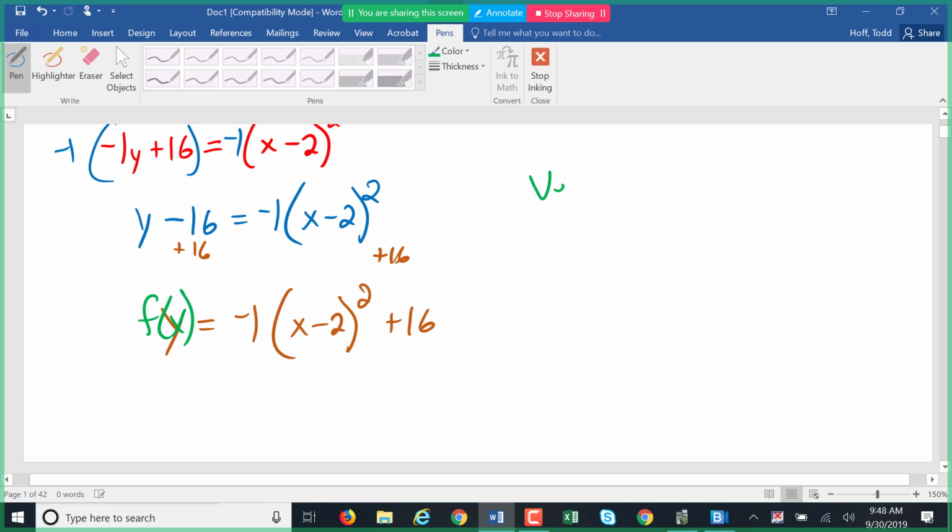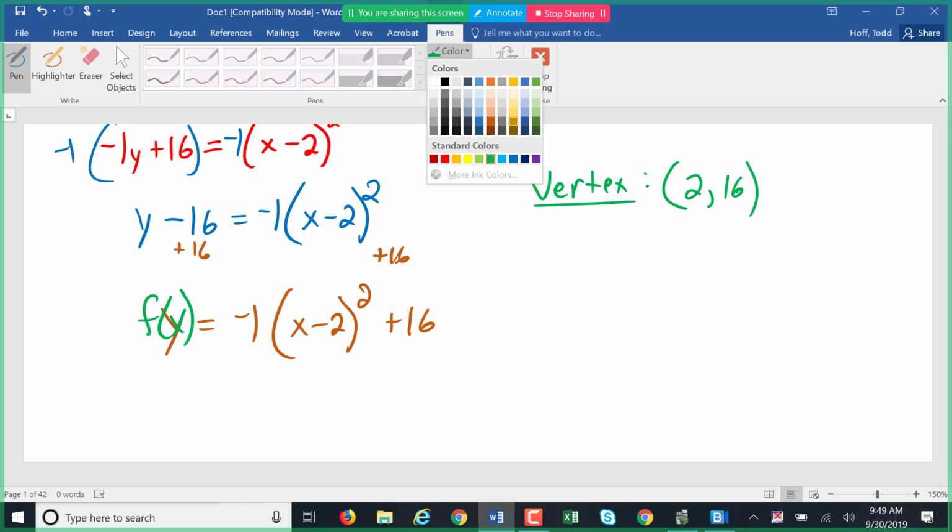The vertex is pretty simple to read off of here. What is it? What was that? Perfect. +2, +16.